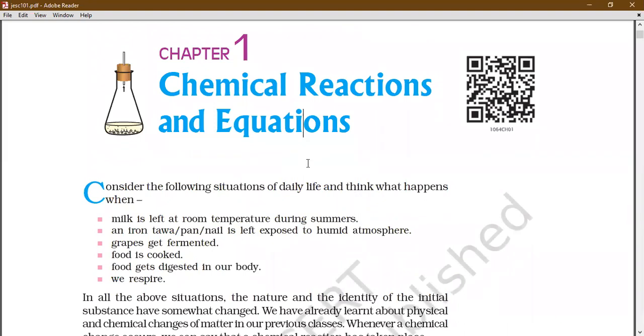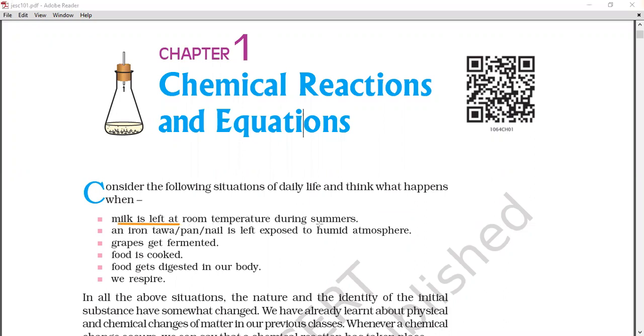Today, I'm going to read the chapter Chemical Reactions and Equations. Consider the following situations of daily life and think what happens when milk is left at room temperature during summers. An iron tawa or pan or nail is left exposed to humid atmosphere. Grapes get fermented. Food is cooked. Food gets digested in our body. We respire.